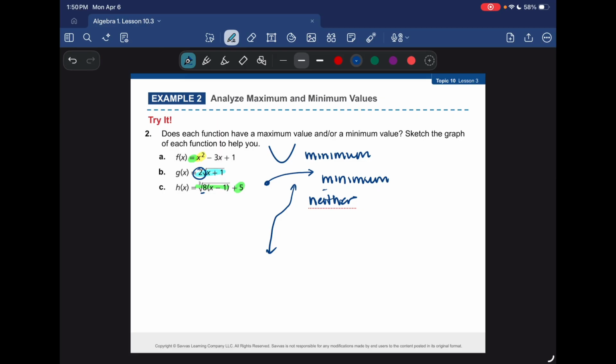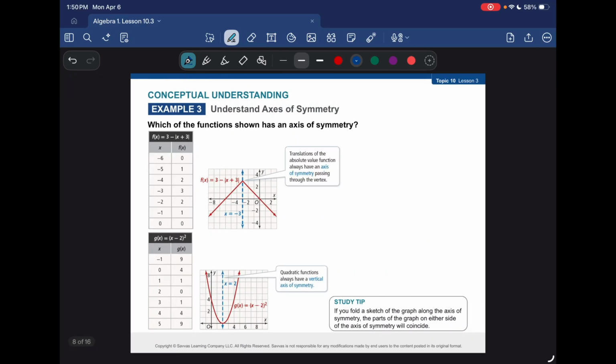All right, let's take a look at example 3. Understanding axes of symmetry. So we talked about axes of symmetry when we were doing absolute value functions and quadratic functions. Okay, that is where the vertex lies. It is the place that divides the function in half, and it makes the graph symmetrical.